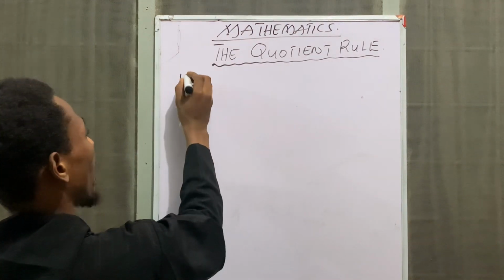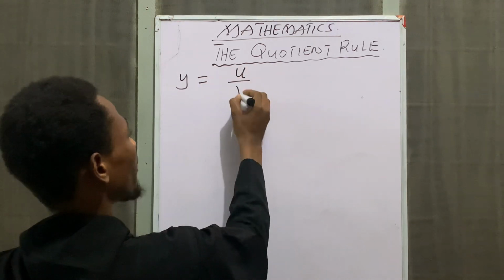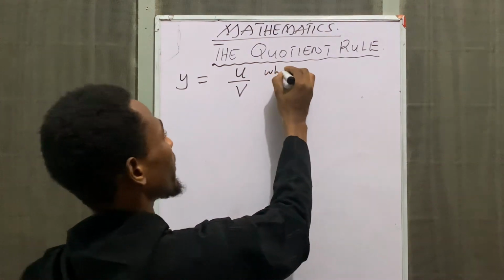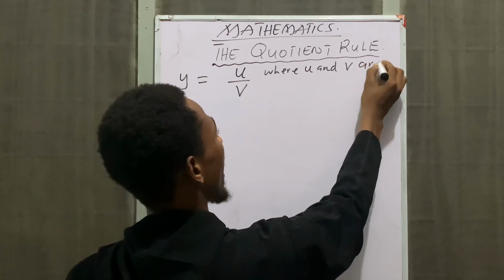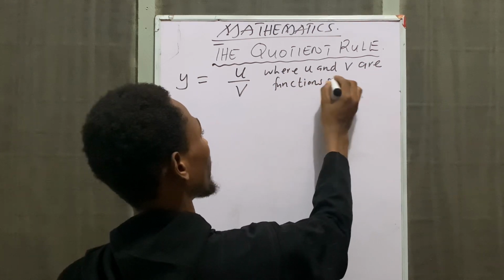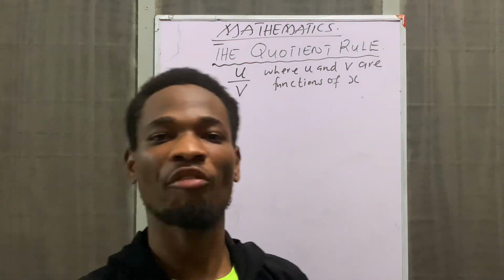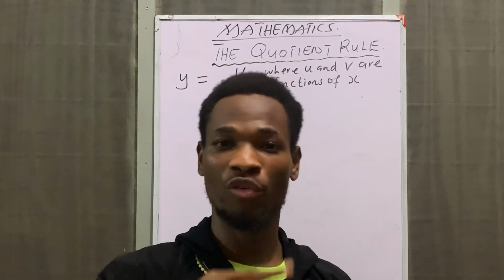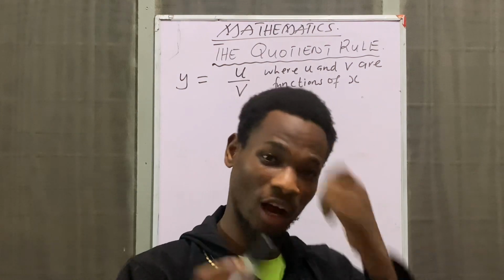When you have y equals u over v, where u and v are functions of x, because u and v are functions of x, we will differentiate u and v with respect to x. Are you okay? So let's see how it goes.